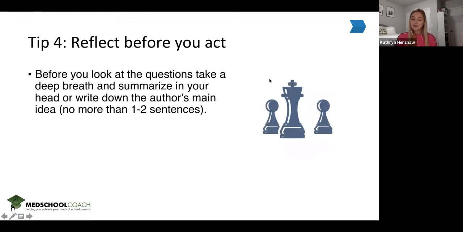And lastly, reflect before you act. So at the end of a passage, don't stressfully just run to the questions. Sit there for a few seconds and think about everything that you read. And you want to come up in your head with 1 to 2 sentences of the whole main idea. And I think that this is very effective because the answer choices will try to throw you off, but if you already sat there and said, this is the main idea, you're more likely to get those types of questions right.